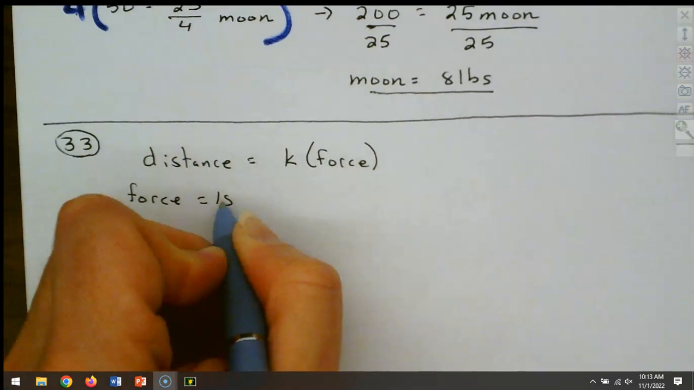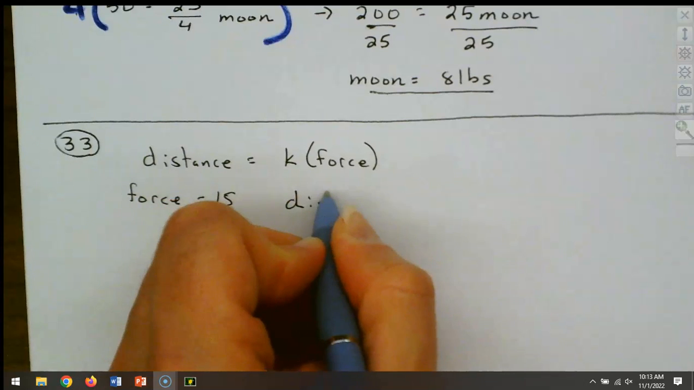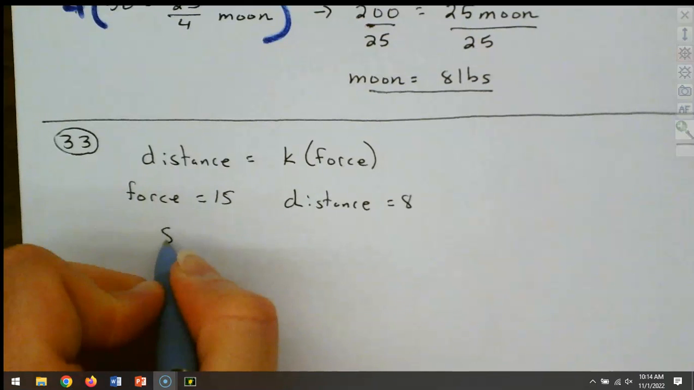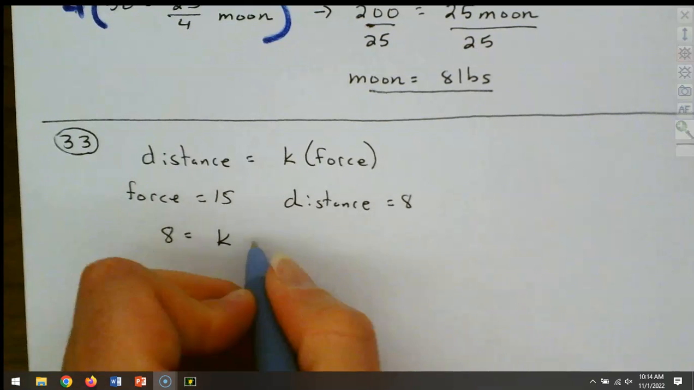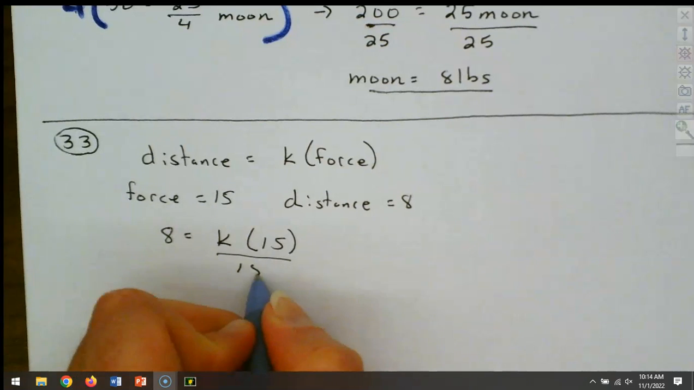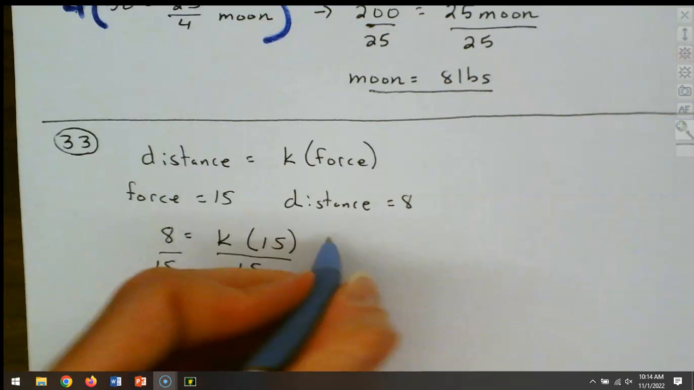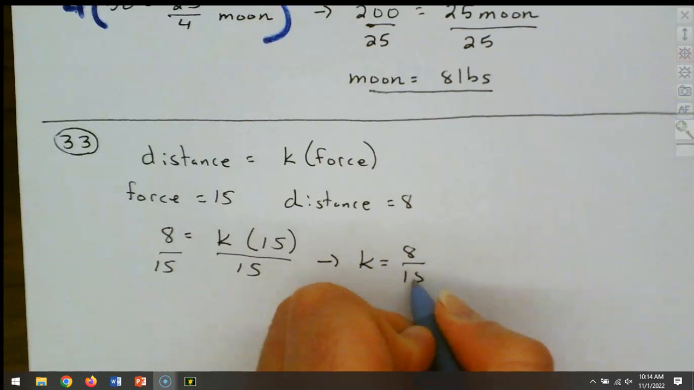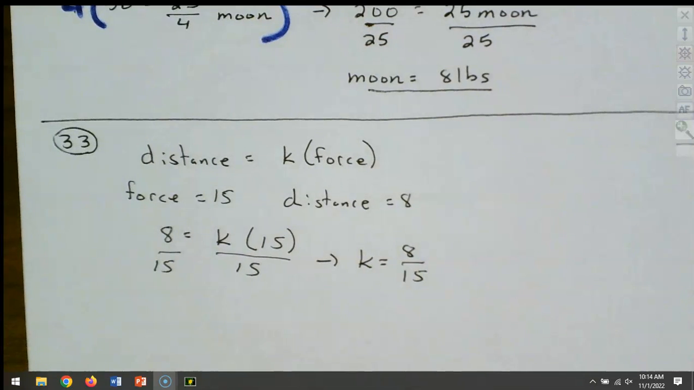So the force is 15. The distance the spring stretches is 8. That gives us then 8 equals K times that 15. We will divide by our 15 here. Now we know our K is going to be 8 over 15. They're really not hard to do. It's just a matter of setting them up. Direct variation means they multiply. So whenever I see direct variation, that means I have to multiply.